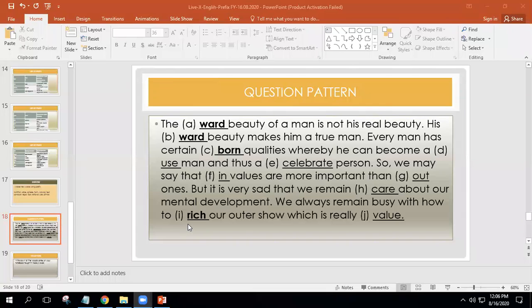Who can tell the correct answer? Unvaluable, ma'am. There is no term called unvaluable. Valueless, ma'am. Can you listen to me? There is a term called invaluable. Invaluable means priceless, and invaluable is a positive word, not a negative word. Got it? That is too much valuable. So invaluable is not a negative term. Valueless is a negative term. Okay, thank you very much.